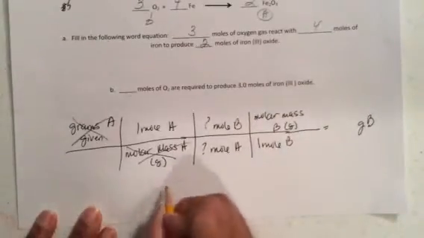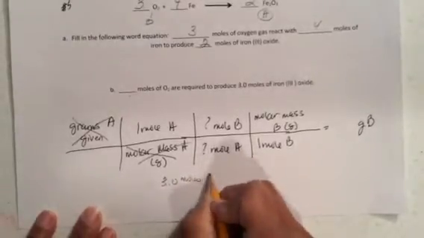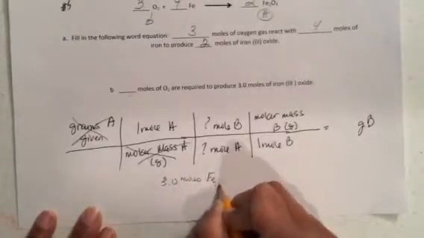All right? So let's see if I can scoot this here on the bottom. That's 3.0 moles of Fe2O3.